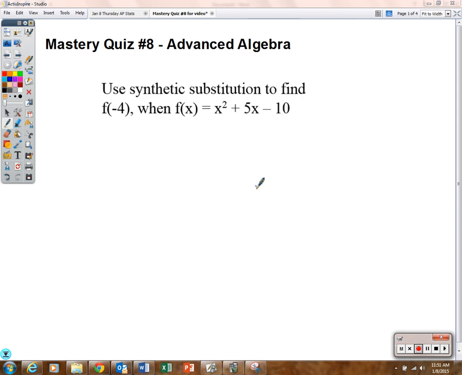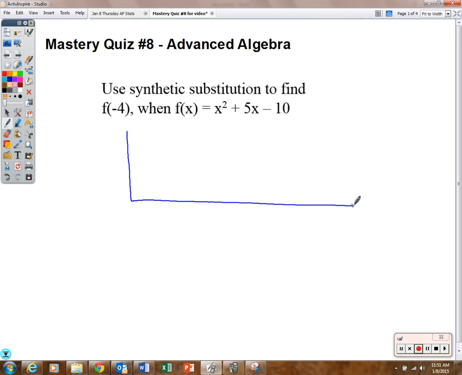All right, so using synthetic substitution, first we're going to draw these two lines. Looks like an upside down divide sign. Inside, we're going to write the numbers from the function. The first term is 1. Look at 5x. There we're going to write the 5. And then the last term is negative 10, so we're going to write negative 10. On the outside, we look at our function. It says f of negative 4, so we're going to put negative 4 on the outside.